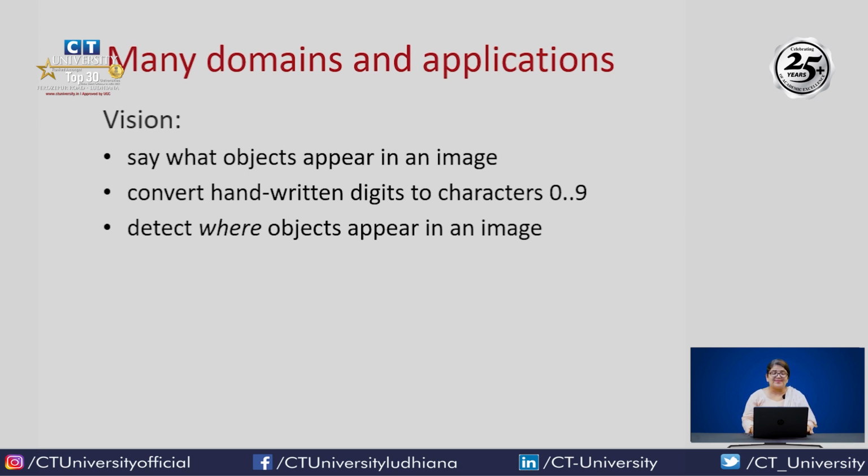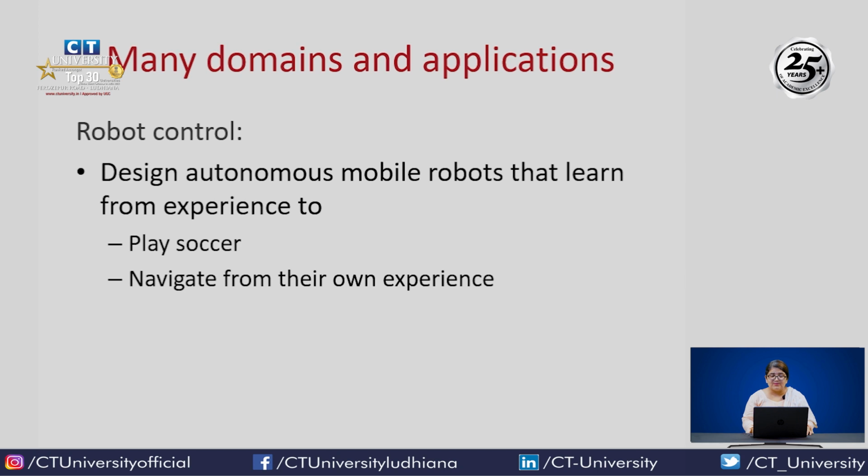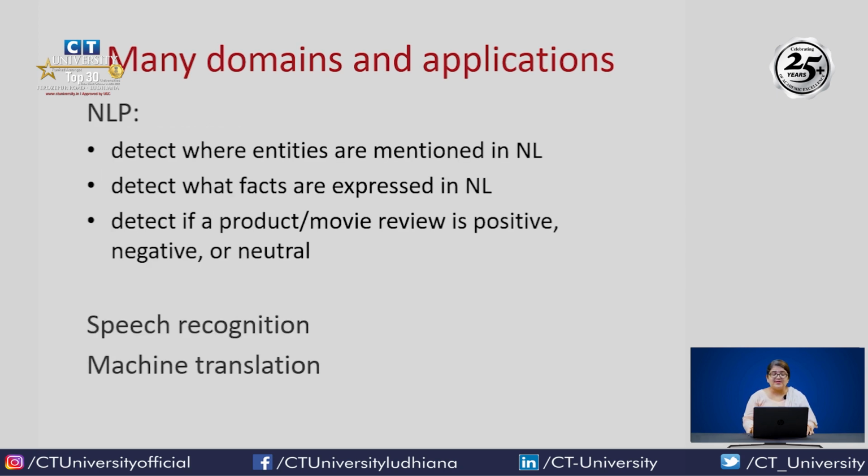Then there are many domains and applications like vision. Say what objects appear in an image, convert handwritten digits to characters like 0, 1, 2, 3, 4, 5, 6, 7, 8, 9, and detect where the objects are appearing in an image. Another very important domain is robot control: design autonomous mobile robots that learn from experience to play soccer and to navigate from their own experiences. So this is a very important thing.